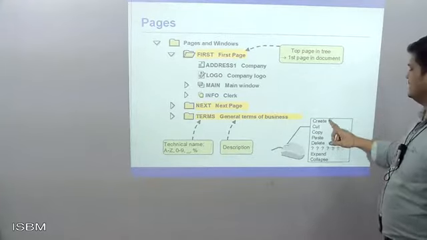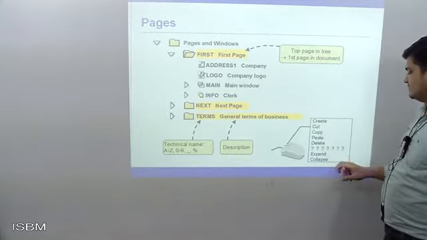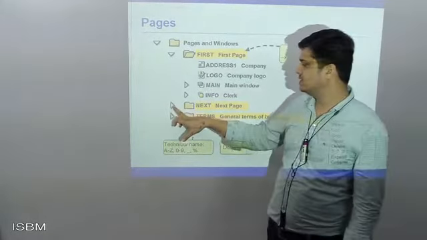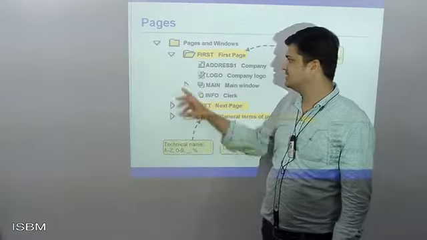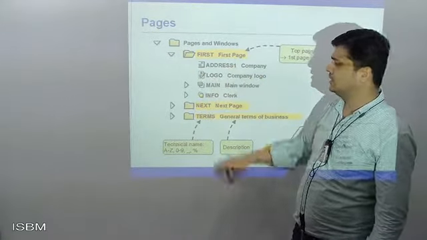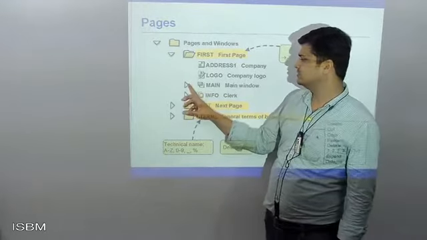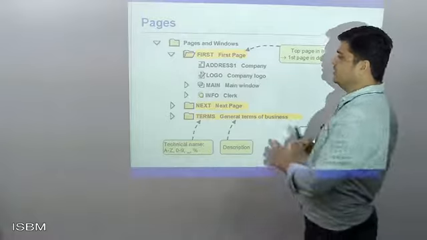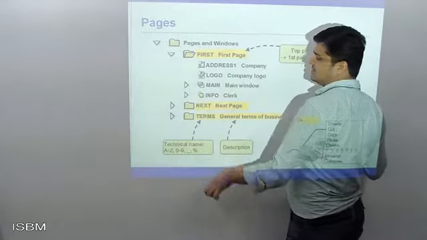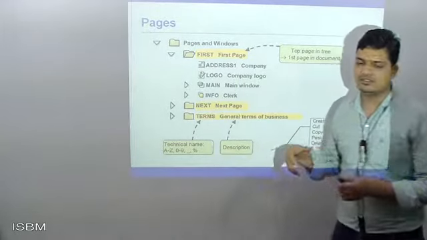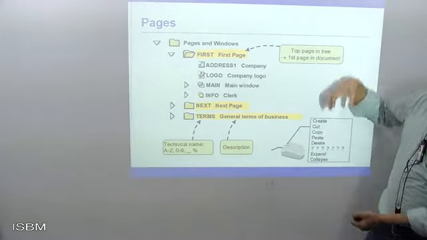There are options create, cut, copy, paste, delete, expand and collapse. So expand, when you click over here in the next, it will expand just like here. They have clicked on the first page window, it is expanded. Again, if you want to expand, you can use this main window. Click here, it will again expand. Info clerk, if you click over here, it will again expand. Next page, if you click over here, it will expand. So this is the way you can expand your window.